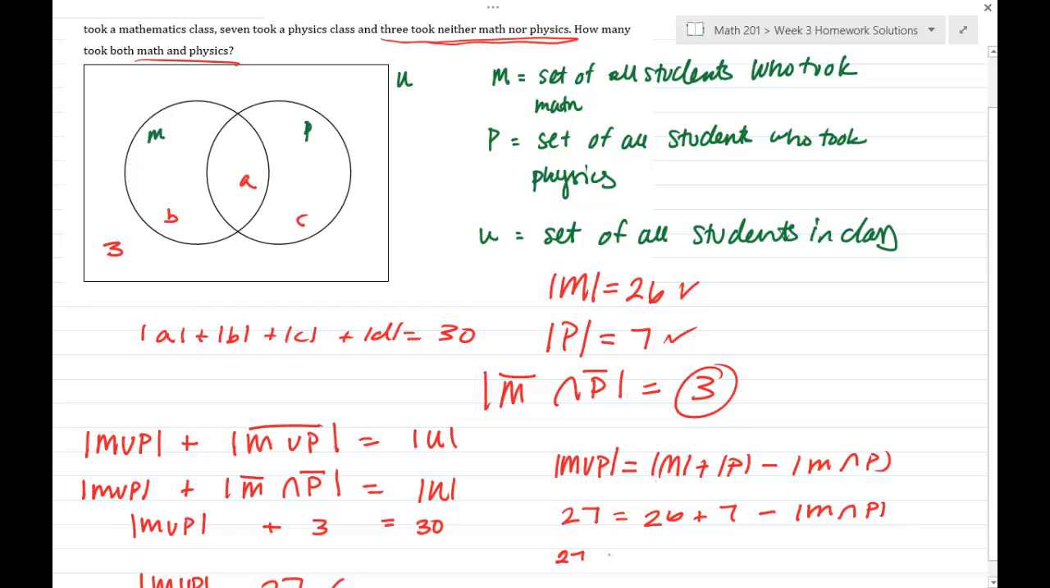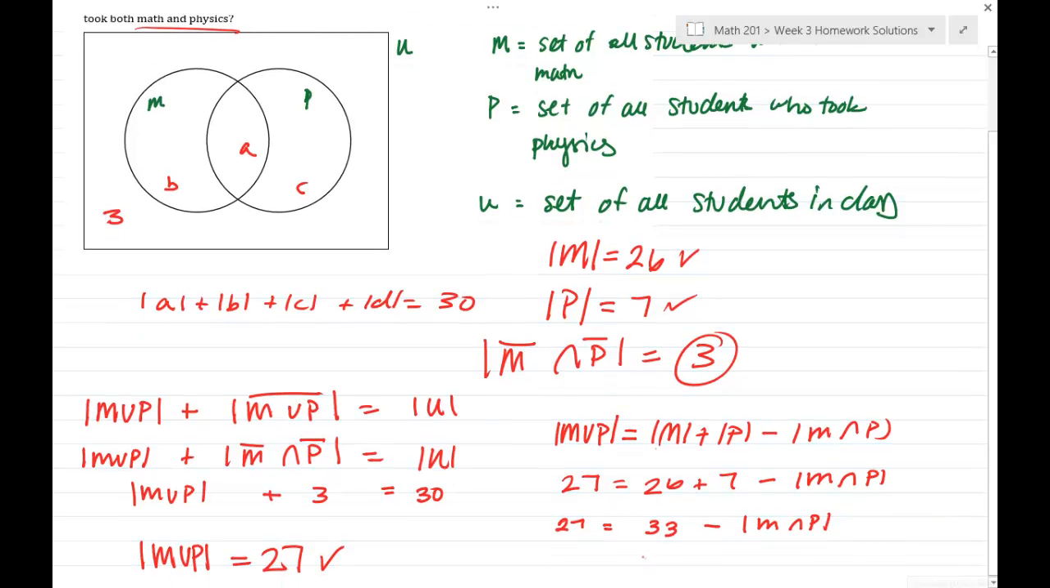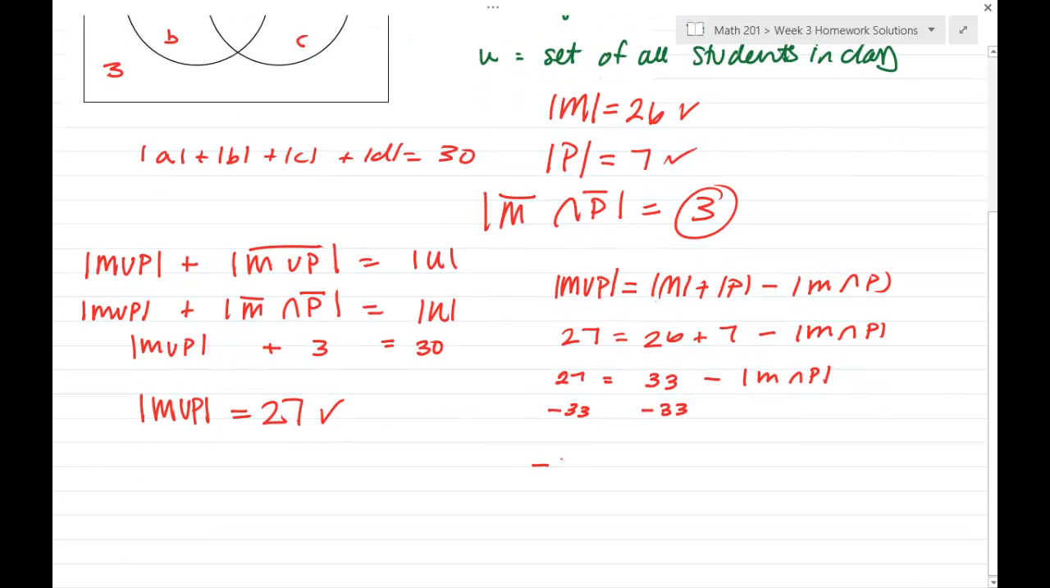So 27 is equal to 26 plus 7, which is 33, right? 33 minus the intersection. So if I subtract 33 from both sides, I'm going to get negative 6, right? Negative 6 is equal to negative cardinality of M intersect P. So that tells me that the cardinality of M intersect P is 6.